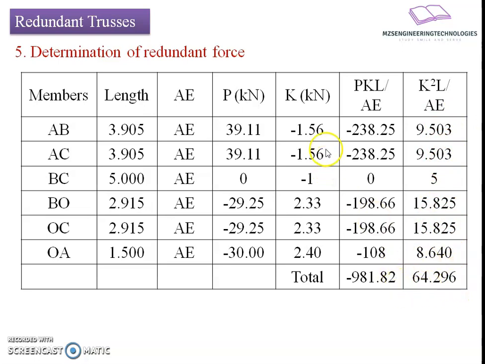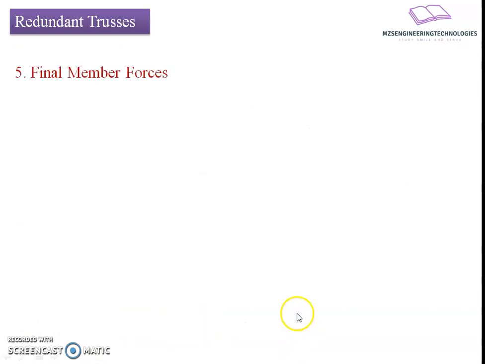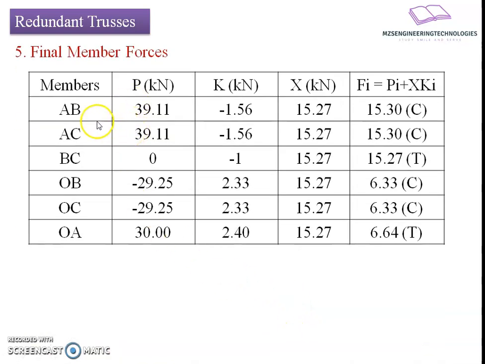Then after doing this, I have put this in a relation minus summation of Pi Ki Li divided by summation of K square Li, which results into a value as minus 981.82 divided by 64.26, resulting 15.27. Negative becomes positive. This means the redundant force is 15.27. Now with this, we will work on the final force in the member, which is found out as AB, P force, K force and X contribution. So it is 39.11 minus 1.5 into 15.27, resulting into 15.30, compressive in nature.